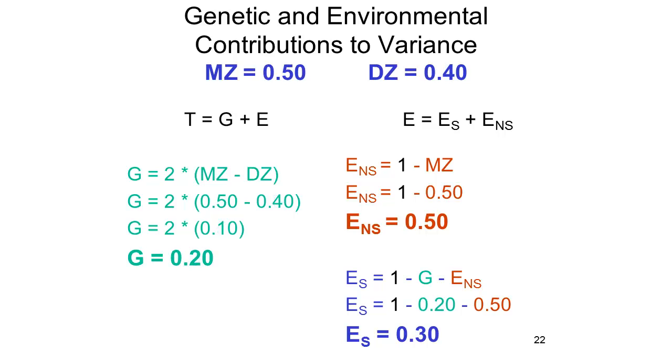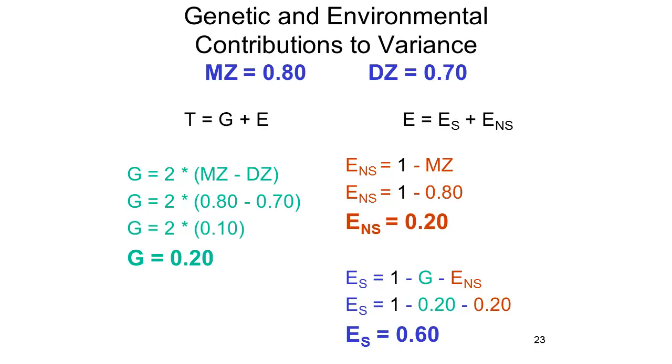Now let's cut the MZ correlation in half. Monozygotic twins correlate 0.50, dizygotic twins correlate 0.40. Double the difference, you get an estimate of genetic variance of 0.20. 20% of population variance is attributable to genetic variance. To estimate the contribution of the non-shared environment, 1 minus the MZ correlation, or 0.50. 50% of the population variance is attributable to the non-shared environment. What's left? 1 minus 0.20 minus 0.50, 0.30. 30% of the population variance is attributable to the shared environment.